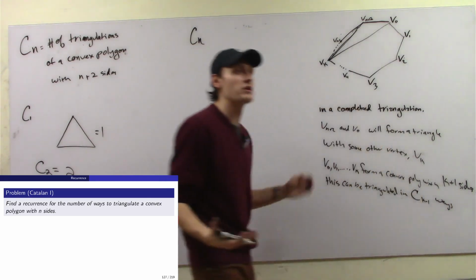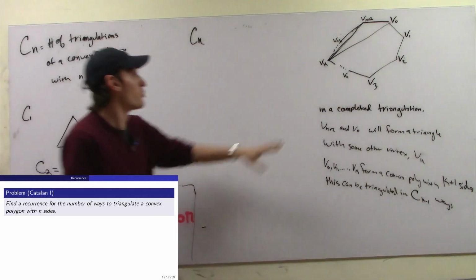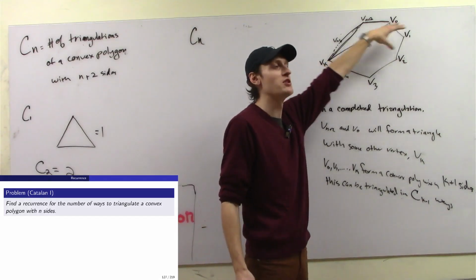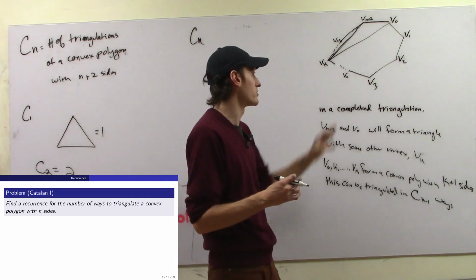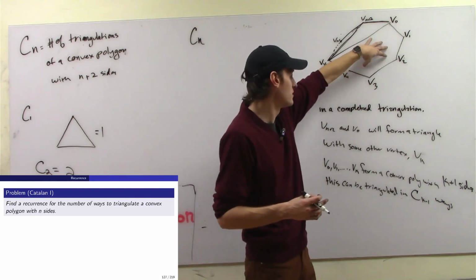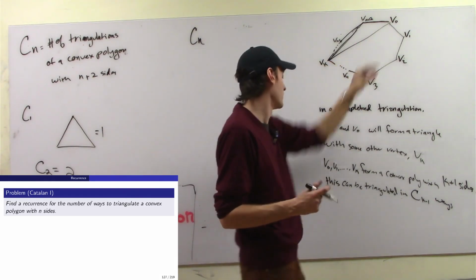So this is where our idea of recurrence is coming into play, right? We have this thing with fewer sides, and we know sort of what's going on with anything with fewer sides, or anything earlier on in the recurrence. The number of ways to triangulate this piece is c sub k minus 1.